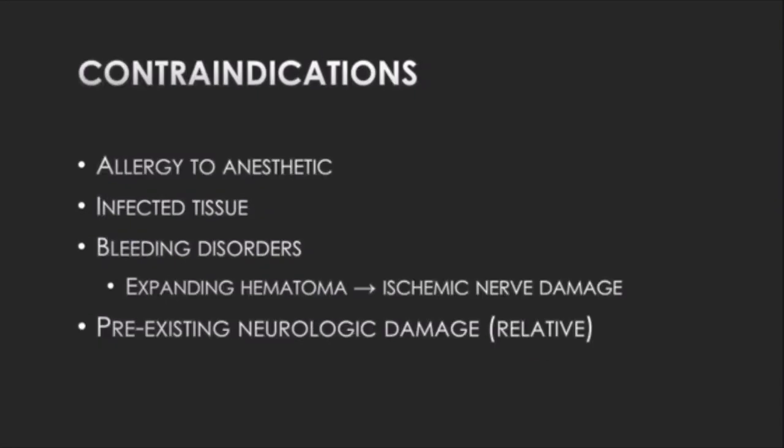Some contraindications to regional nerve blocks include allergies, if you have to go through infected tissues, or if a patient has any bleeding disorders because of the risk of expanding hematomas that can cause ischemic nerve damage. A relative contraindication is if they have any pre-existing neurological conditions, but if you do, just make sure to document your pre and post neuro exam very well.